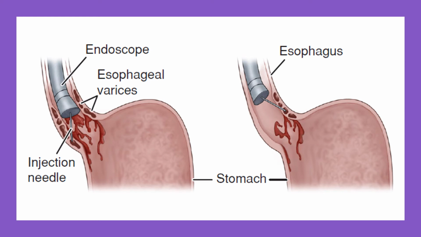With this slide, you see where the sclerosing agent, the needle, is inserted, and then you have the bleeding esophageal varices, and then you see on the right where the bleeding is reduced.